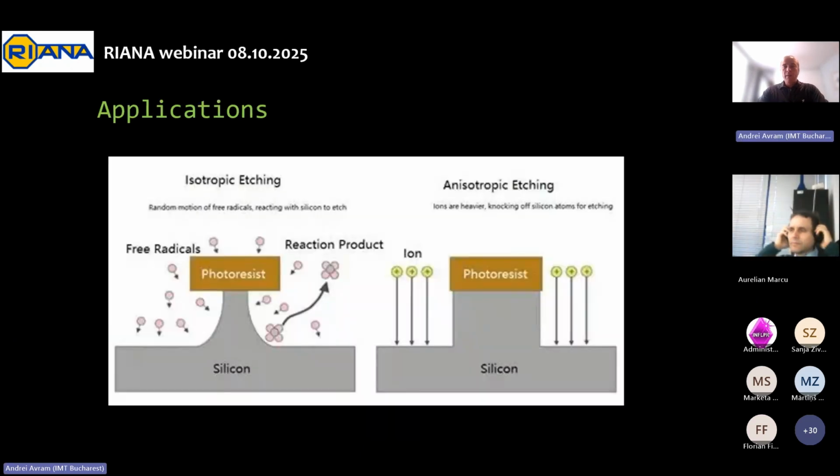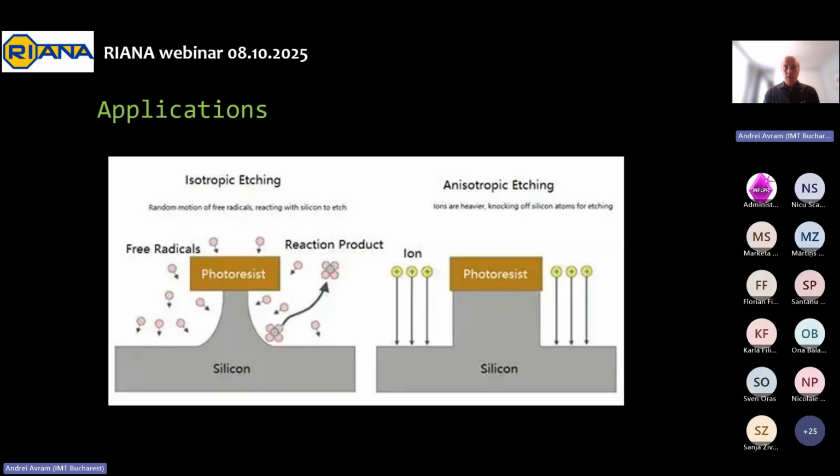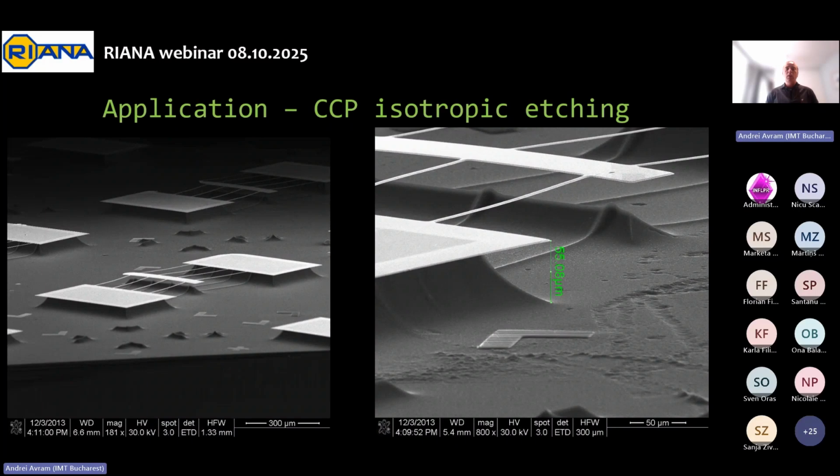So we have two types of etching we can do inside our plasma systems. Basically you have isotropic etching, as we talked about before. So you have the masking layer, and you can see this bowl-shaped etching profile underneath it, and the anisotropic etching, which is basically these almost straight profiles. So let's talk about the CCP plasma and the isotropic etching.